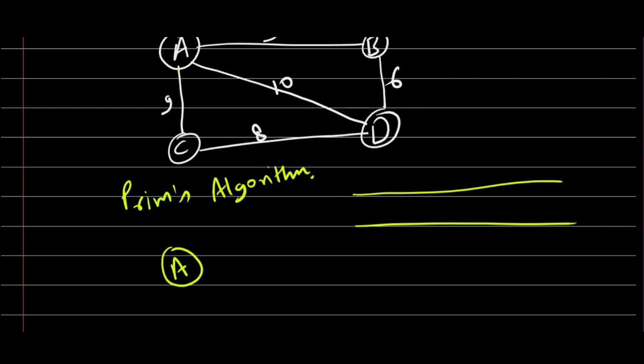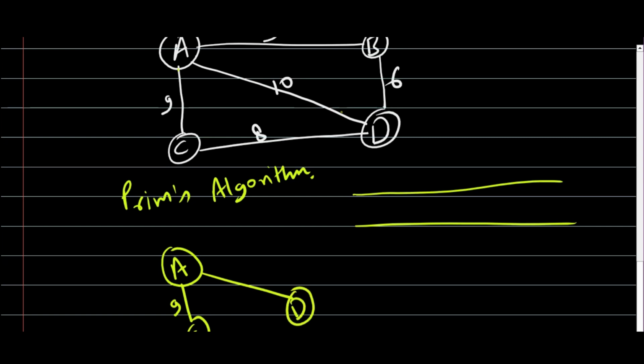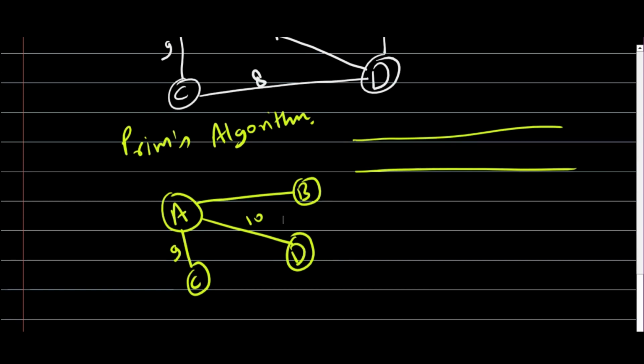We get all the nodes connected to it. So C is connected to it, and the distance is 9. D is connected to it, and the distance is 10. B is also connected to it, and the distance is 5. Okay. Now when we are getting the edges, we will store them in a min heap.